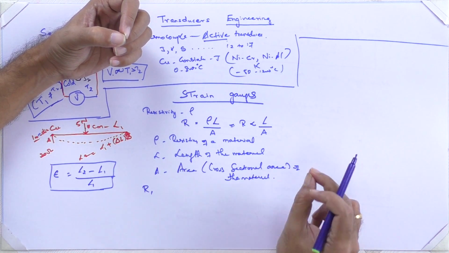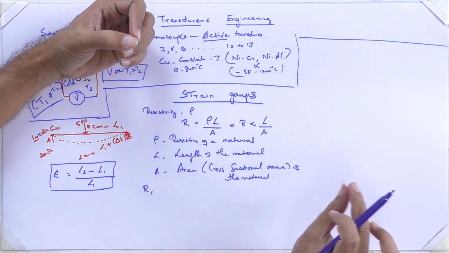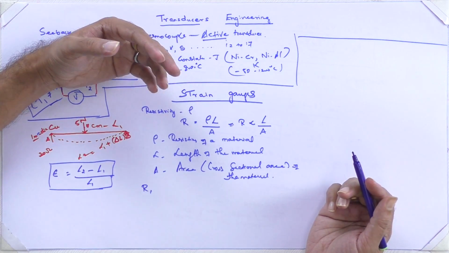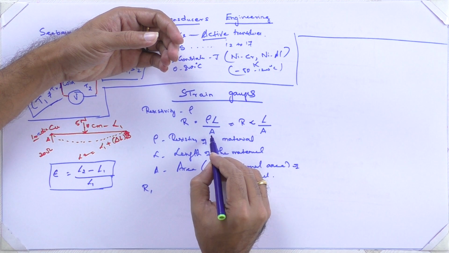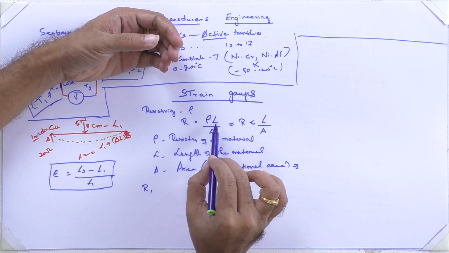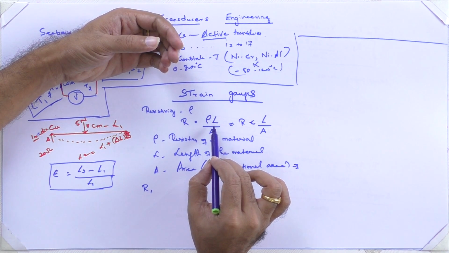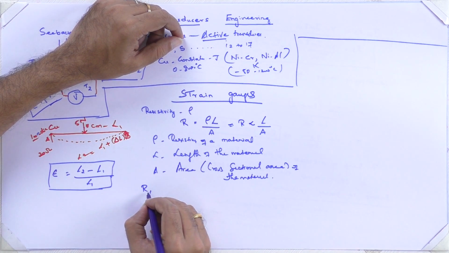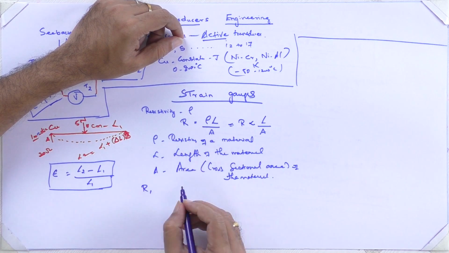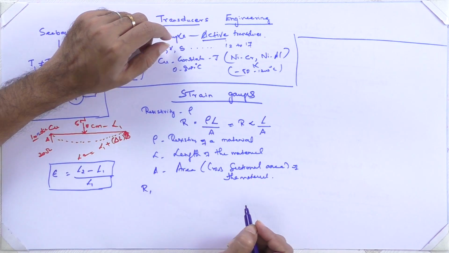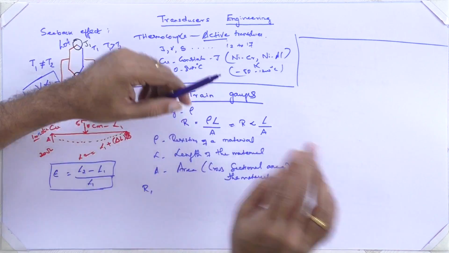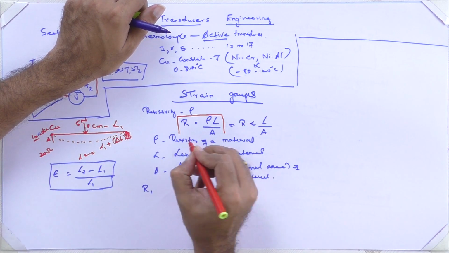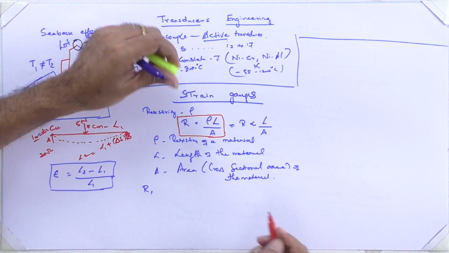If length needs to be increased, the area of cross section has to decrease, then only the length can increase. So it has come to the inversely proportional mode for area and the directly proportional mode for length. Hence the relation R equal to rho L by A comes into picture. So this is the base equation of any strain gauge: the resistance is equal to rho L by A.